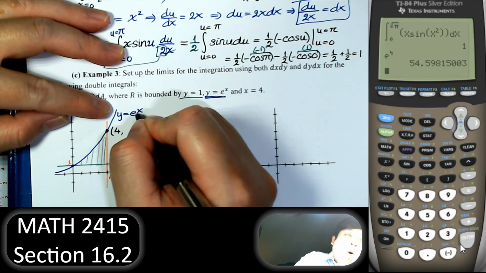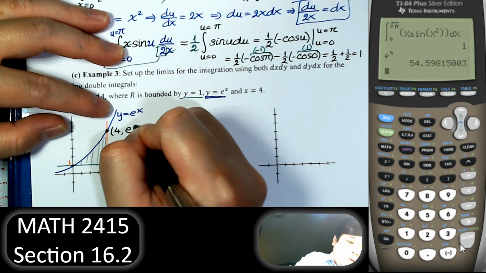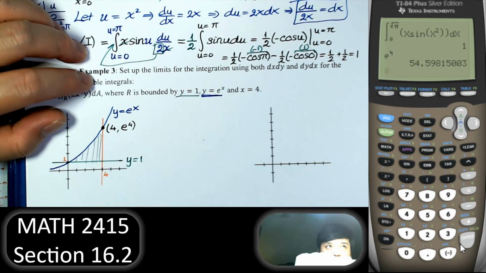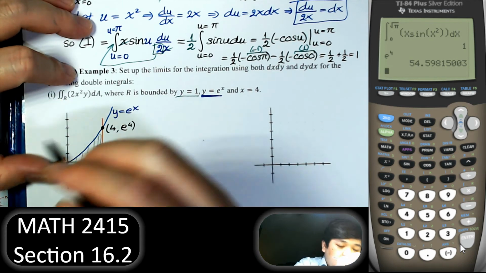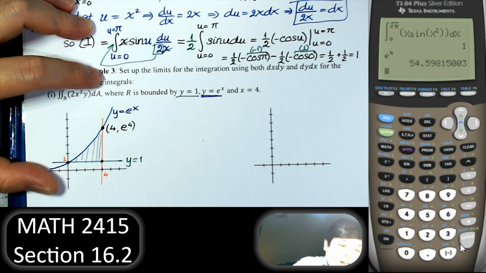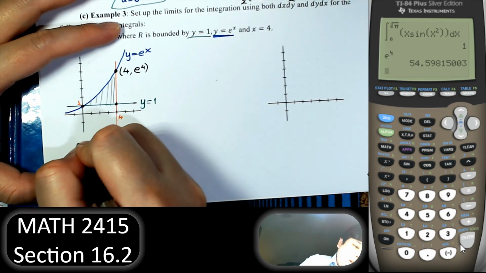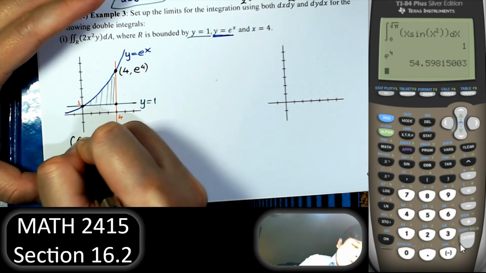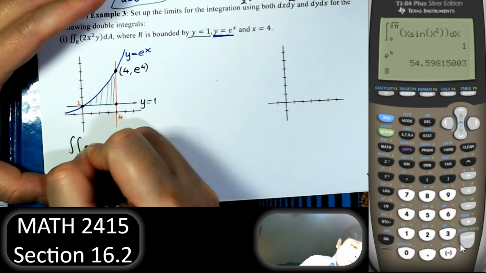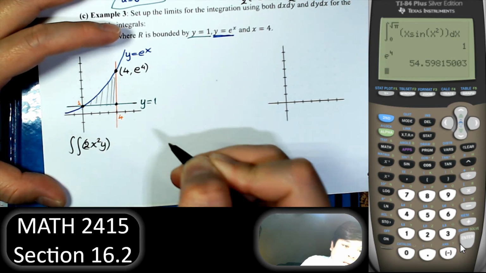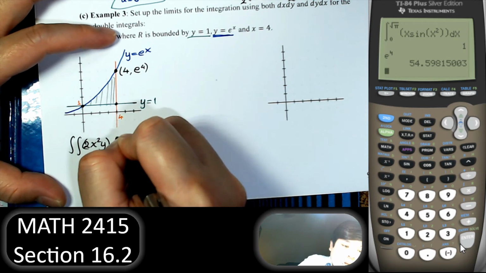And the function is y equal to e to the x, meaning e to the 4. So the point there is 4 and e to the 4th. We have the point here and here. Now set up the limit, dy dx and dx dy. So let's just say this integral, on this one we're going to do dx dy first.